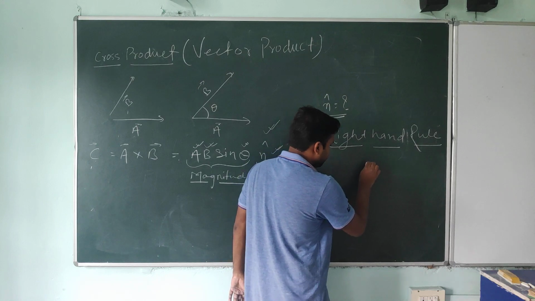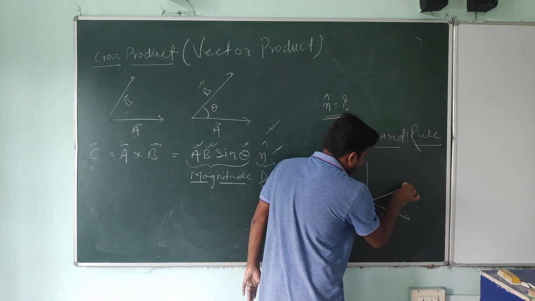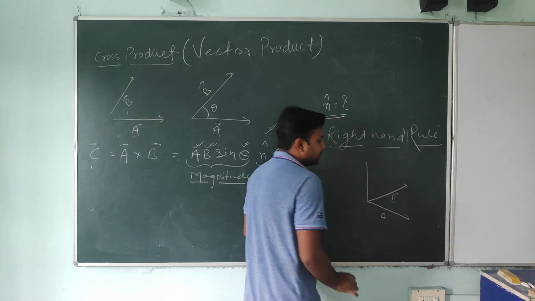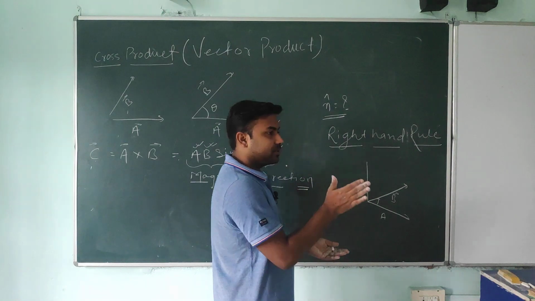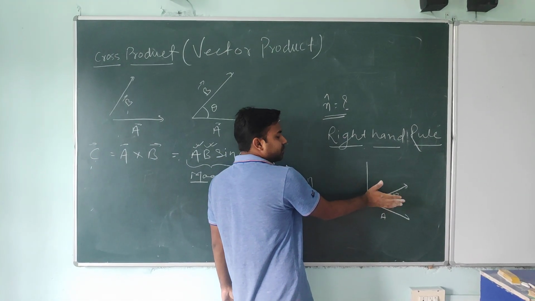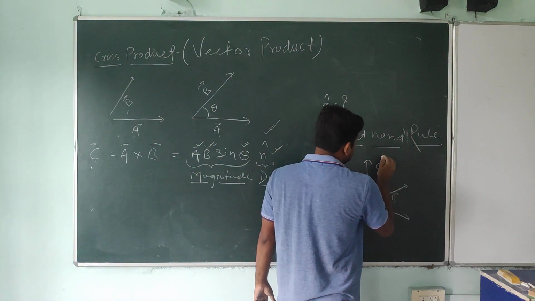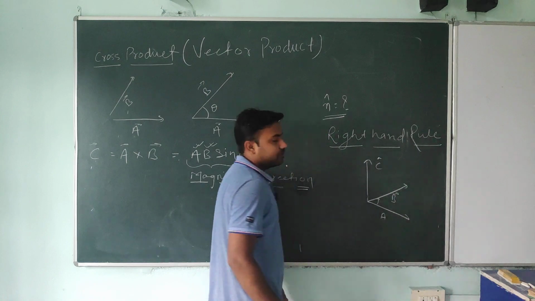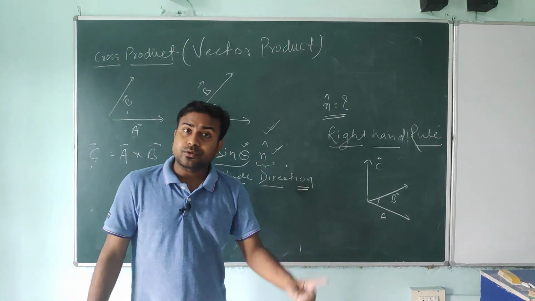Now try to understand. This one is the A vector and this one is the B vector. If you are taking the cross product between A and B, put your hand on the A vector and curl your forefinger towards the B vector. Then what will you get? The C cap direction. The thumb will represent the direction of the cross product of these two.